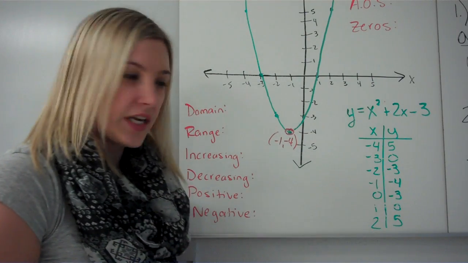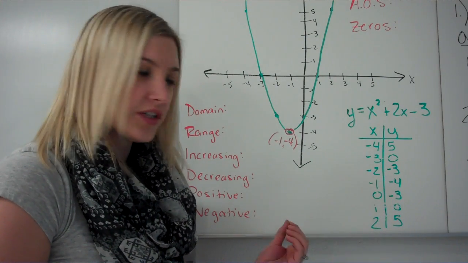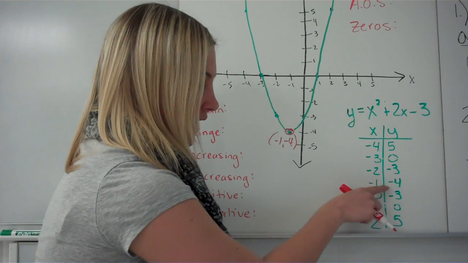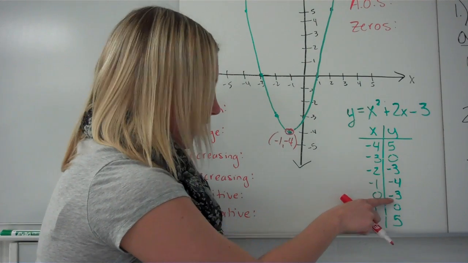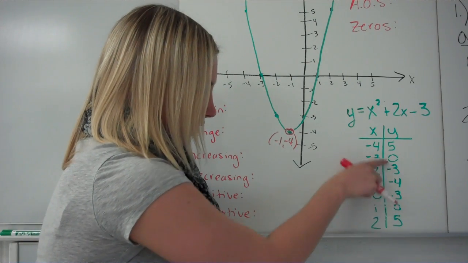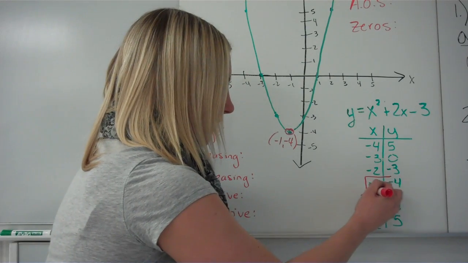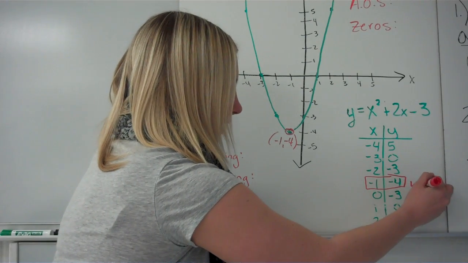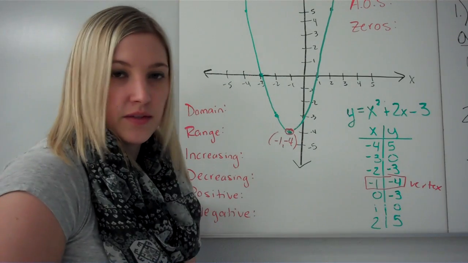You can also find the vertex by looking at the table. It's where it turns. So right here you can see -4 is in the middle, and then it goes -3, -3, 0, 0, 5, 5. So that is clearly the turning point for the vertex.